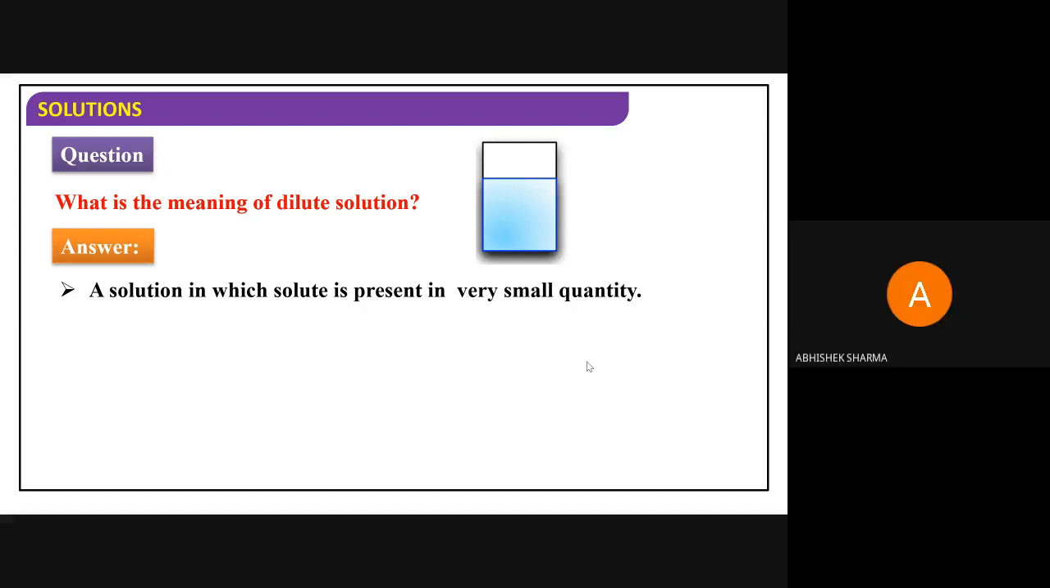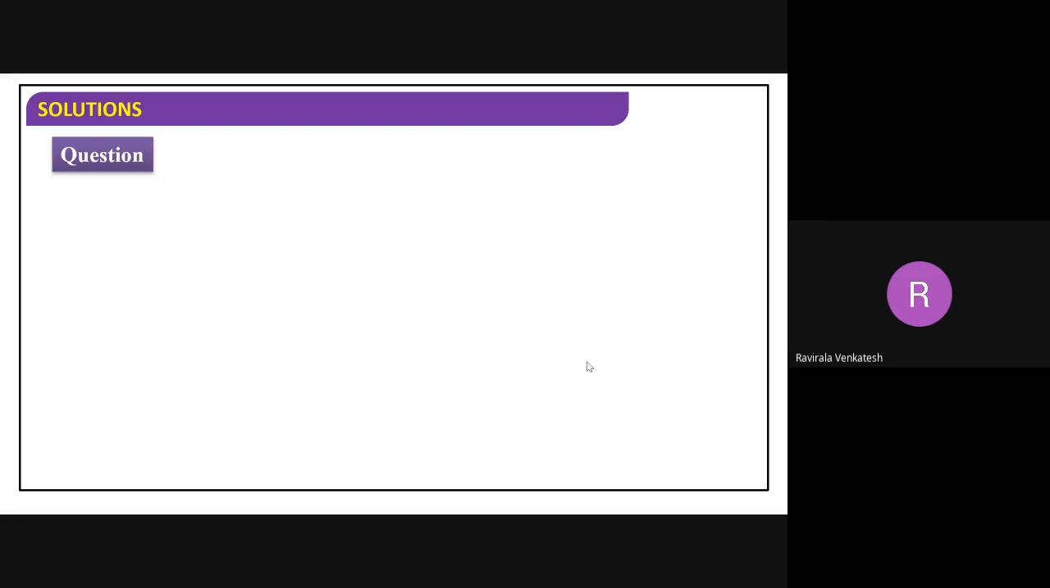Sir, the solvent value increases. With respect to that, what happened to the solute? It changes, right? Understood? What is happening when you are diluting? The amount of solvent is increasing, but the solute is decreasing with respect to quantity. So, in this case, what happened?